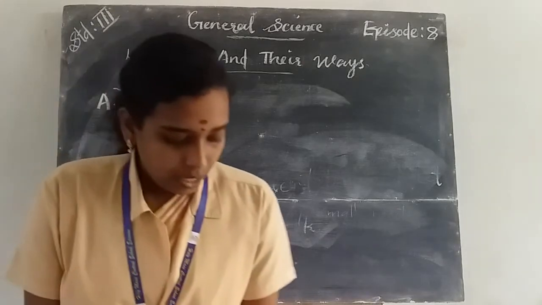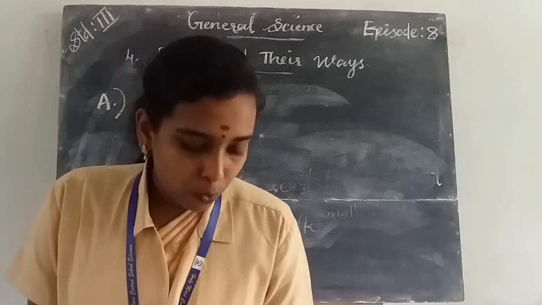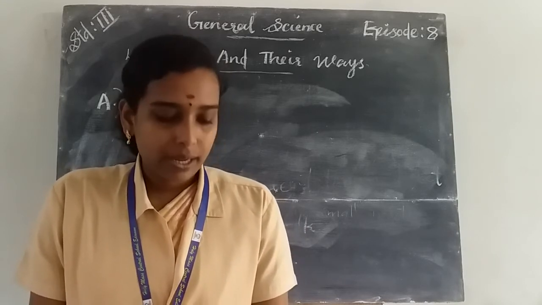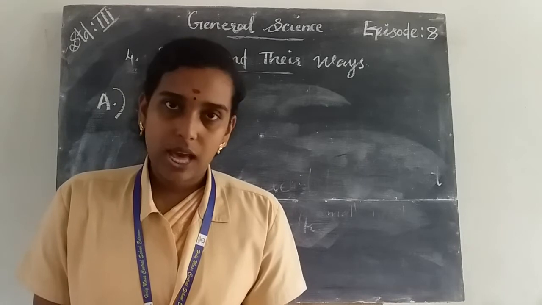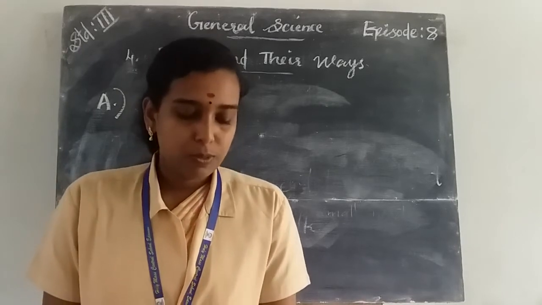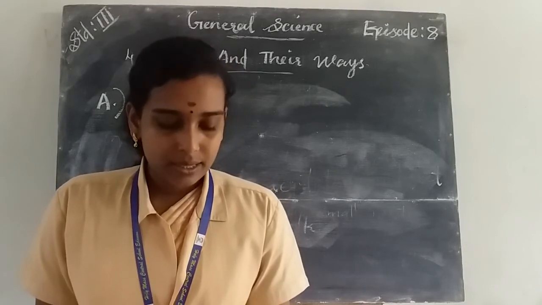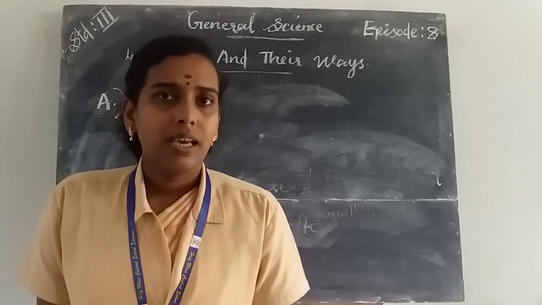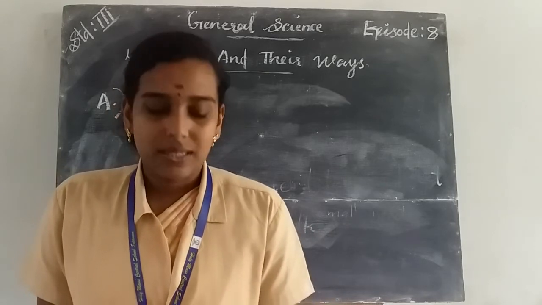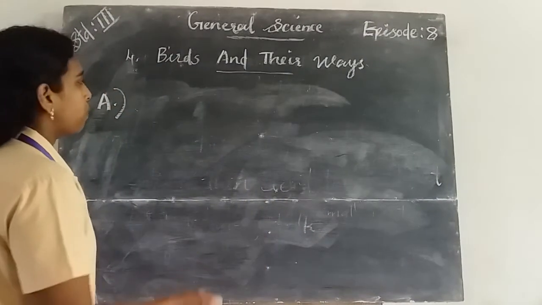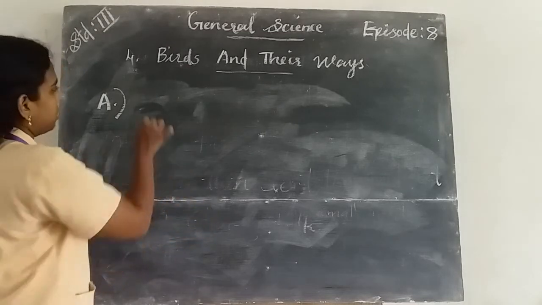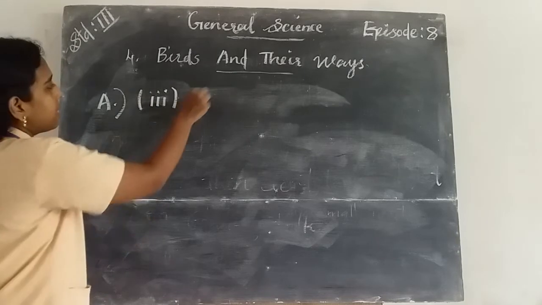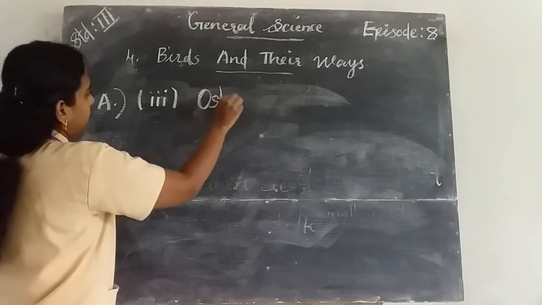First question, which of the following birds cannot fly? Some names of birds are given. So we want to find the bird that cannot fly. The options are: A, eagle; B, duck; C, ostrich; D, crow. Which of the following birds cannot fly? Yes, ostrich. So option C. Tick the box. Option 3 is the correct answer. Answer: ostrich.